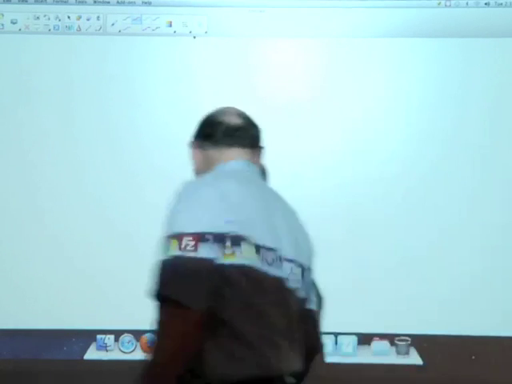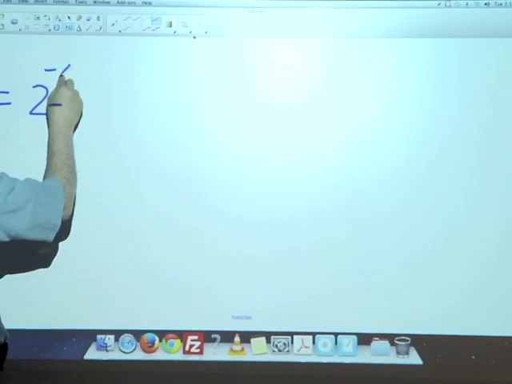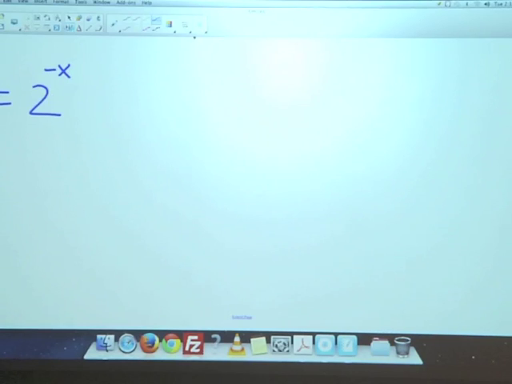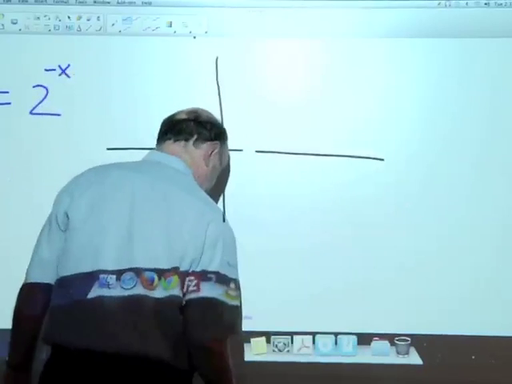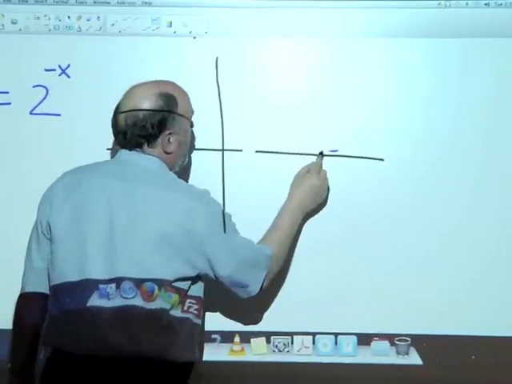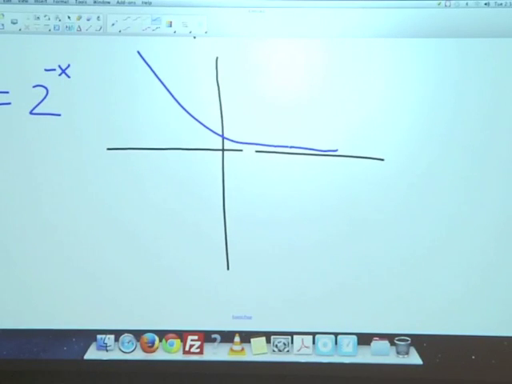Well, how about this graph? What does that do to my graph? It's going to flip it the other way. So this one is going to take my graph and it's now going to run like that. So I can flip the graph about the x or the y.